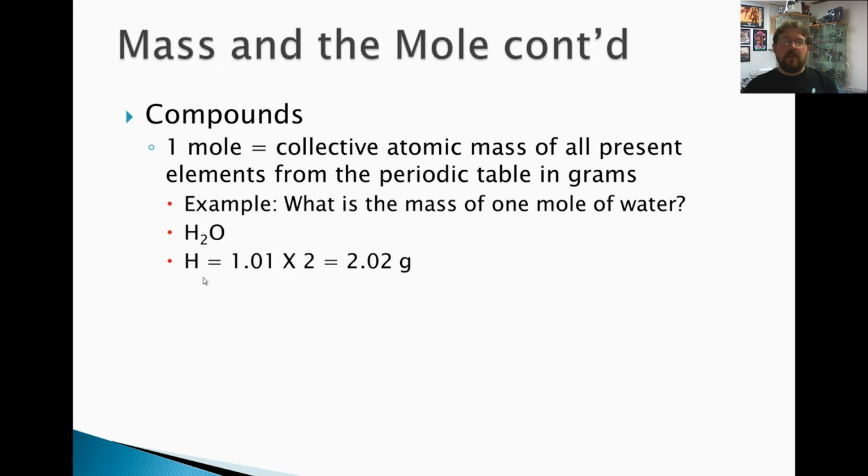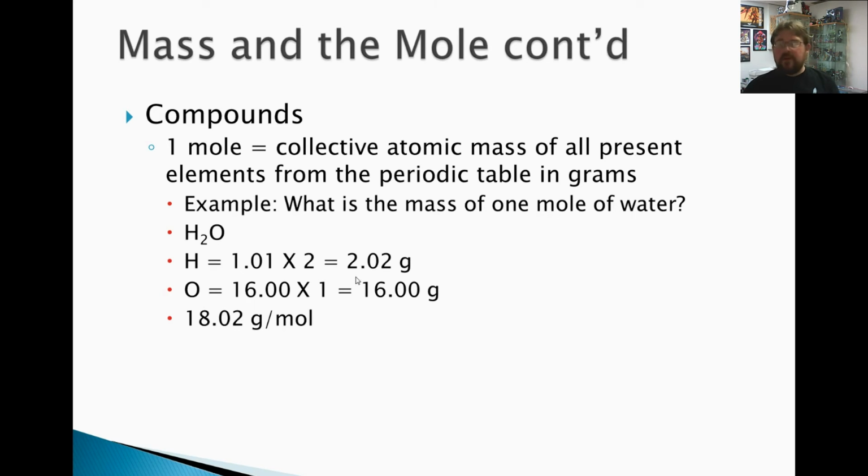For example, hydrogen has an atomic mass of 1.01, but there's 2 hydrogens. So we take that mass, multiply it by 2. That's 2.02 grams from hydrogen. Next, we do oxygen. Oxygen is 16.00 on the periodic table, times 1, because there's 1 oxygen there, equals 16.00 grams. Good? Now, once we get that, we can add it all together because it's the collective atomic mass. 2.02 plus 16 gives us 18.02 grams in 1 mole.